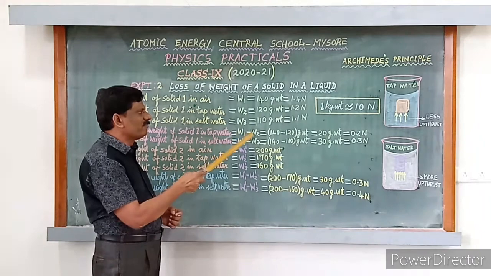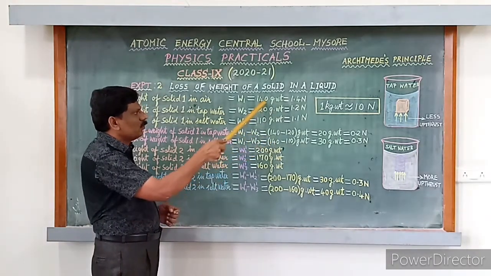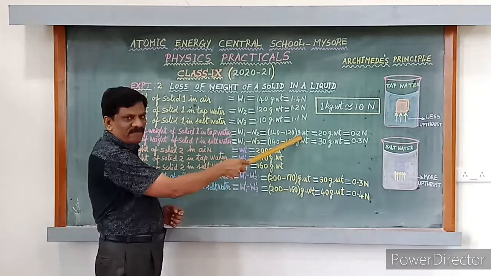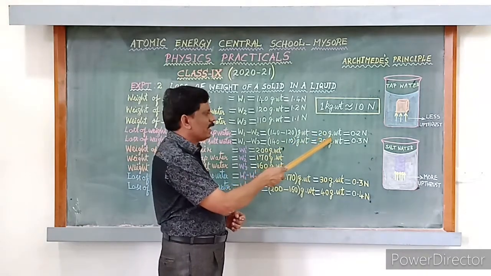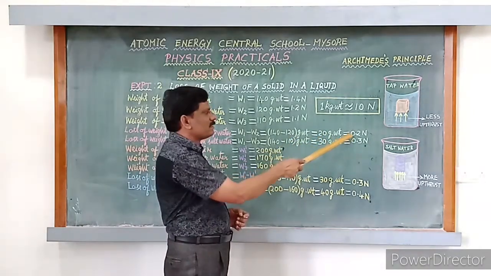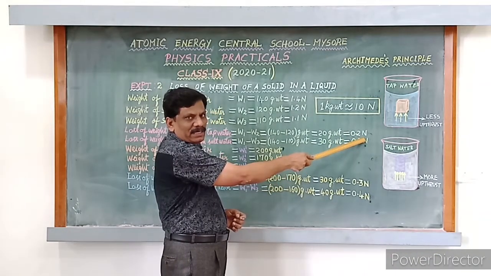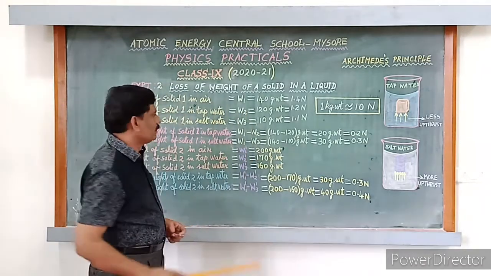So I am substituting for W1 minus W2: 140 minus 120, in gram weight. So this is equal to 20 gram weight. Again converting this into Newton, it is 0.2 Newton. Understand? 0.2 Newton of weight it is losing in the tap water.